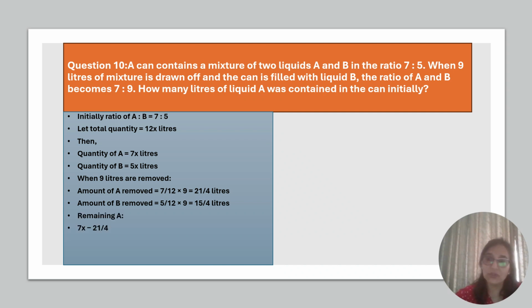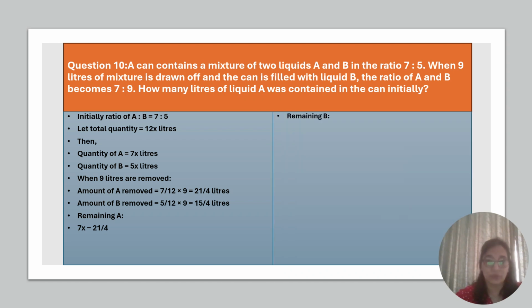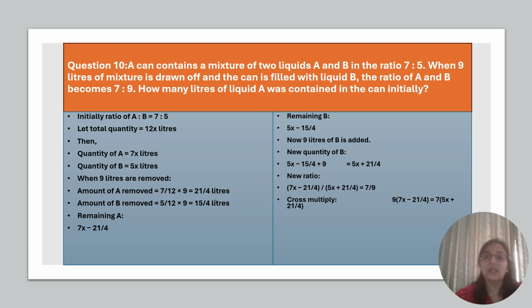So remaining A, we have taken quantity of A as 7x liters, so 7x minus 21 upon 4, and remaining B will be 5x minus 15 upon 4. So now 9 liters of B is added. Children, you need to understand one thing, that when you are solving the question, you need to break it into 2 to 3 parts so that your concept is clear. Now the new quantity of B will be 5x minus 15 upon 4 plus 9 because 9 liters of B is added. And the new ratio, after simplifying, you will get x as 3.